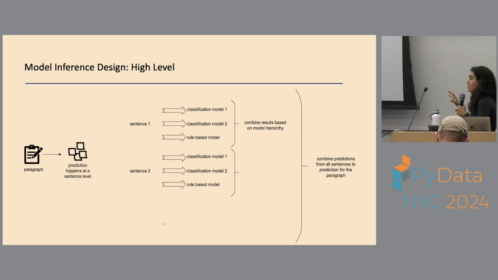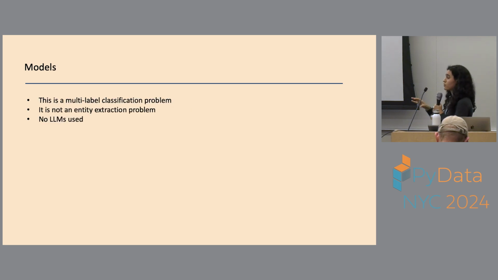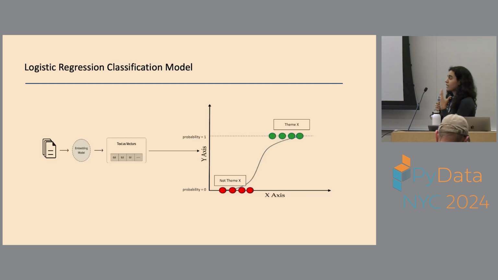So the models used in this tagging process are multi-label classification models. These are classical machine learning classification models. This is not an open-ended entity extraction problem, and there are no LLMs used. Let's take this a bit further. By classical classification model, one example is a logistic regression model, and we are trying to tag to a priori known themes. We'll sit together and decide, hey, these are the 20 themes that I want to tag to. So the number of themes and the themes themselves are known ahead of time.